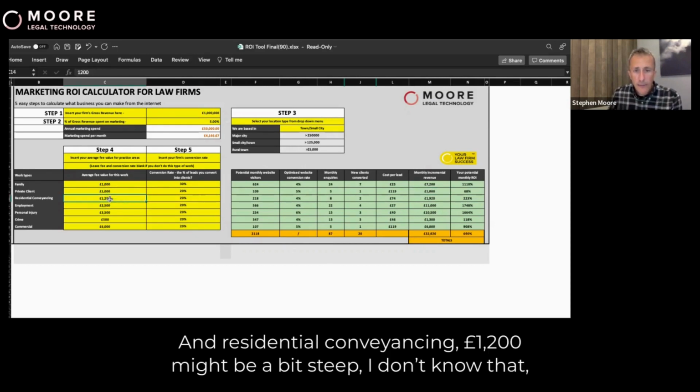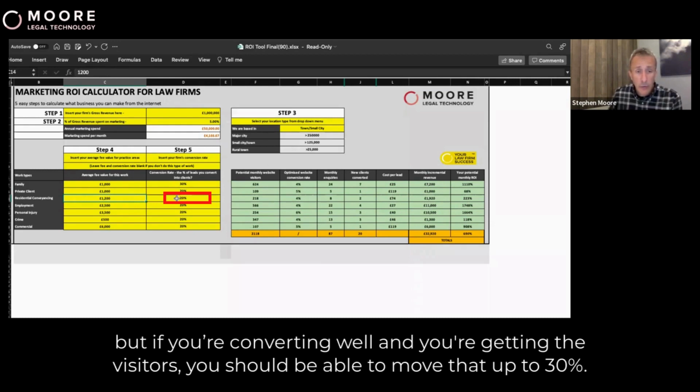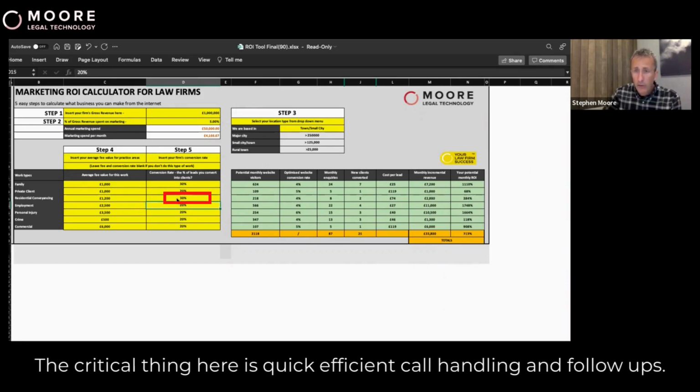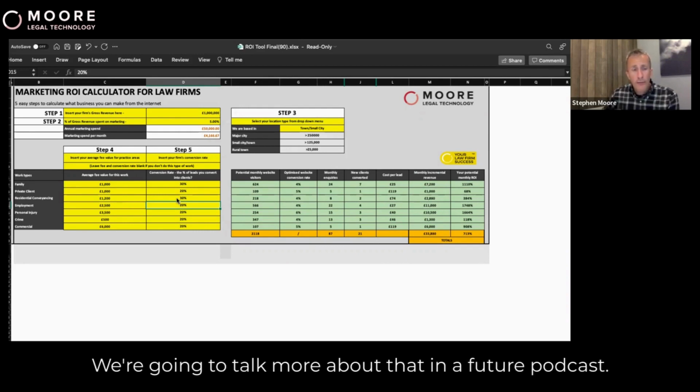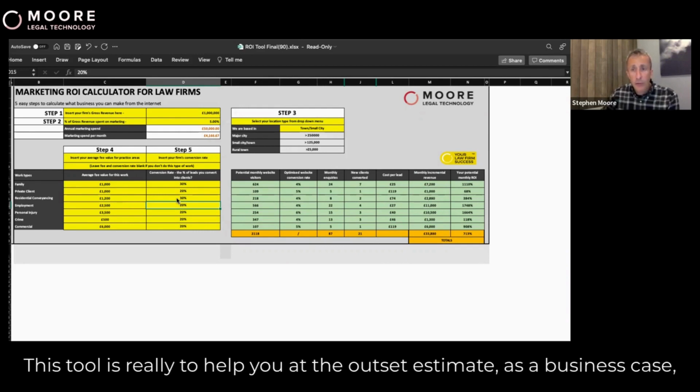Residential conveyancing, £1,200 might be a bit steep. I don't know that. But again, if you're converting well and you're getting the visitors, you should be able to move that up to 30%. The critical thing here is quick, efficient call handling and follow-ups. We're going to talk more about that in a future podcast, but this tool is really to help you at the outset estimate as a business case.